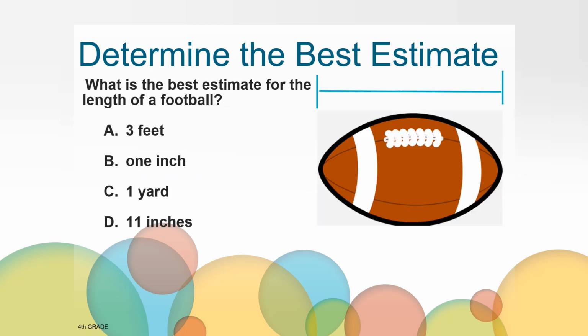What is the best estimate for the length of the football? A, 3 feet, B, 1 inch, C, 1 yard, D, 11 inches. The best estimate for the length of the football is D, 11 inches.